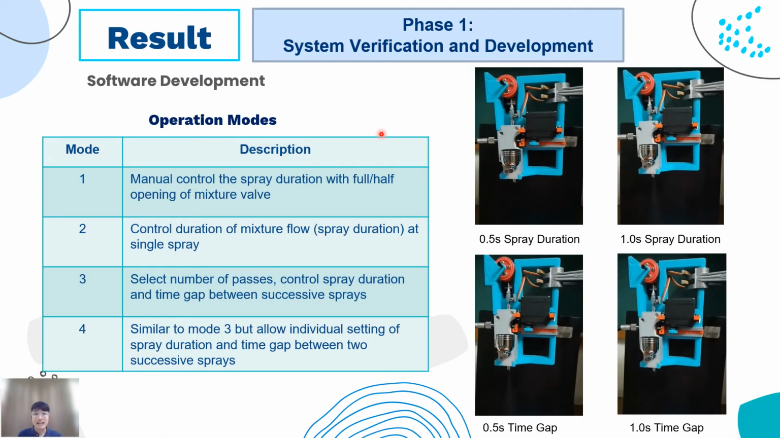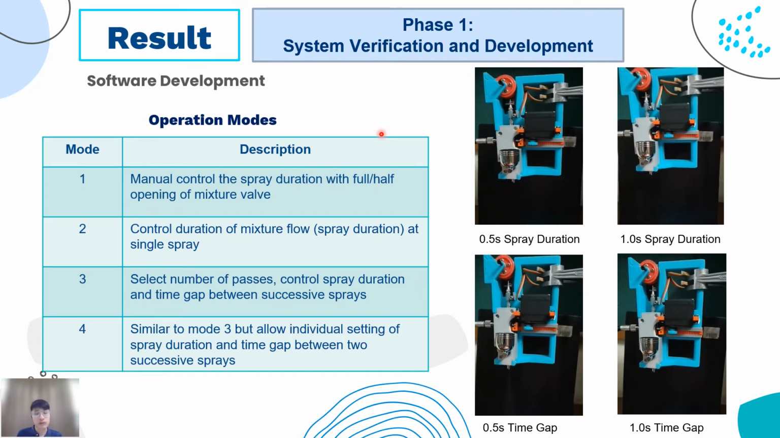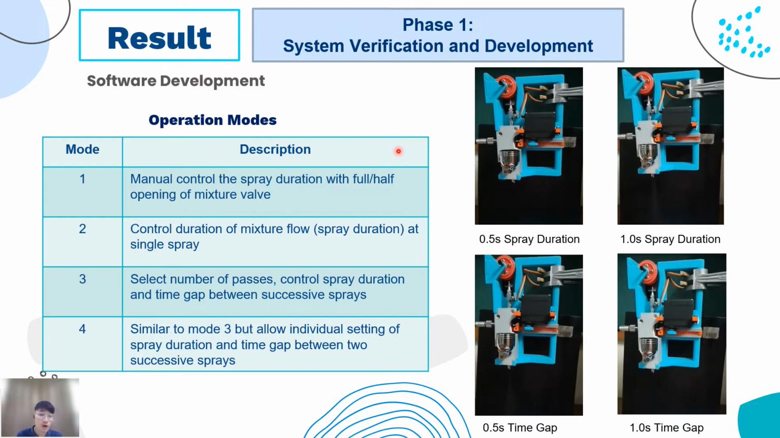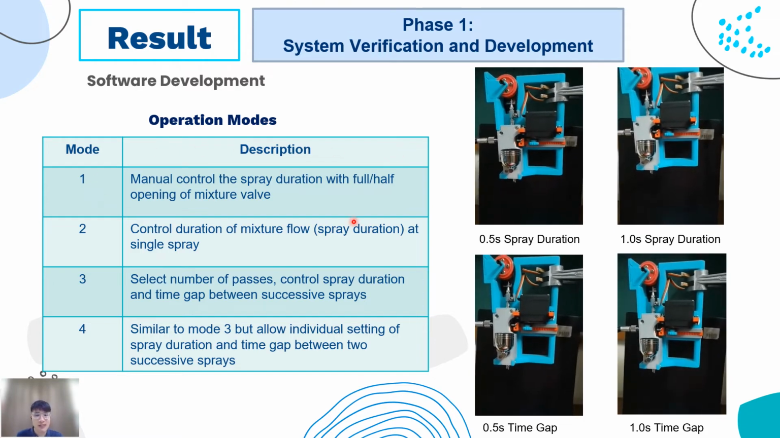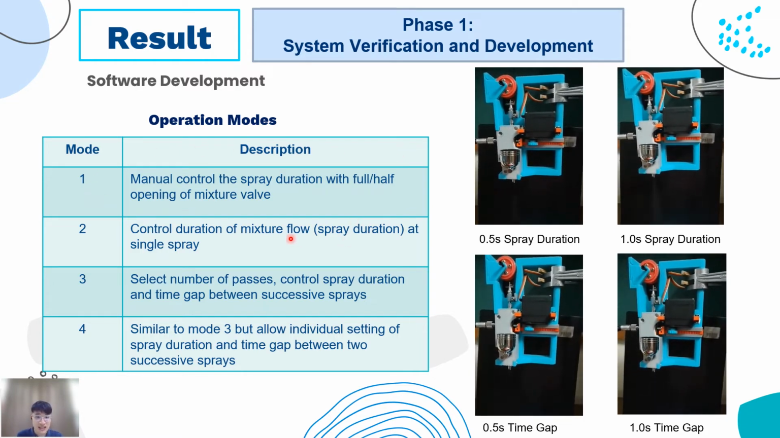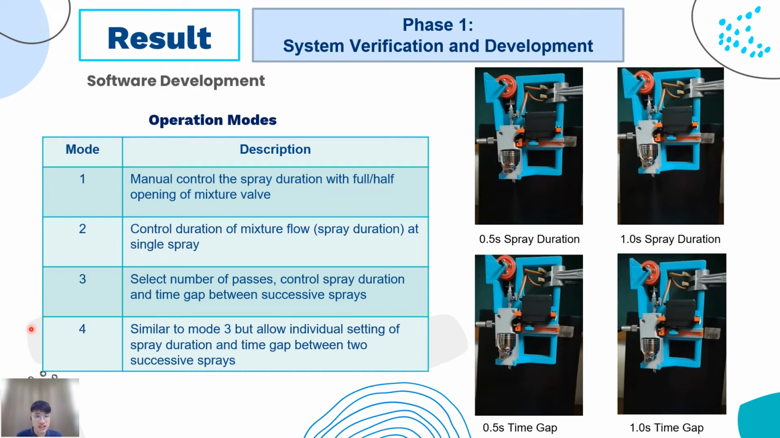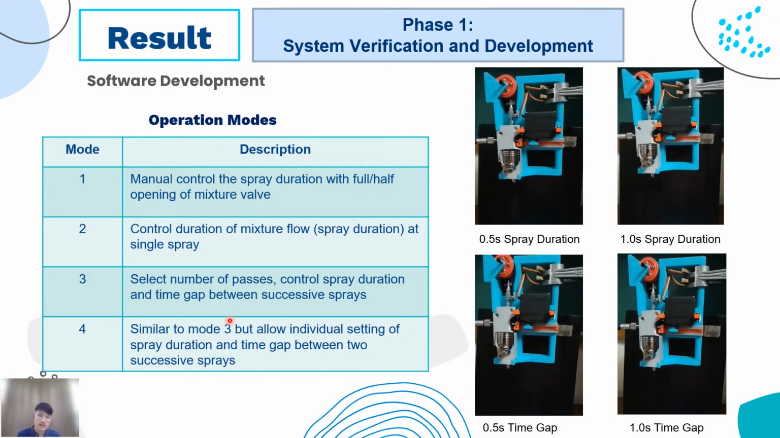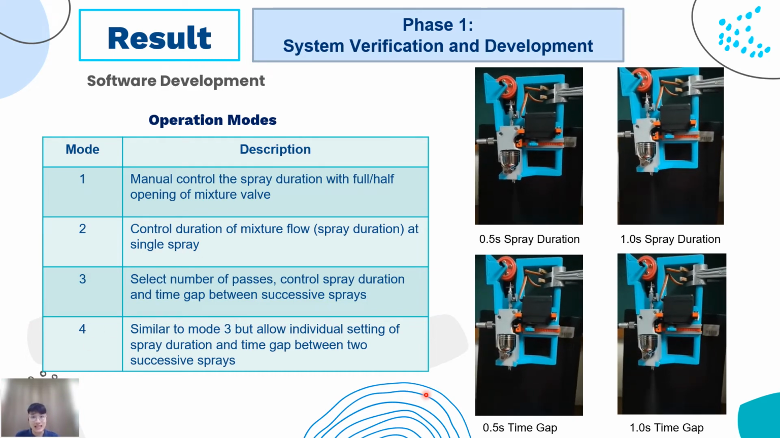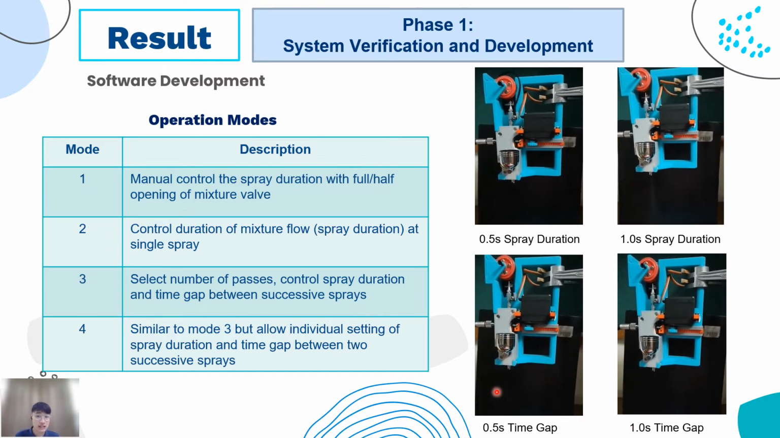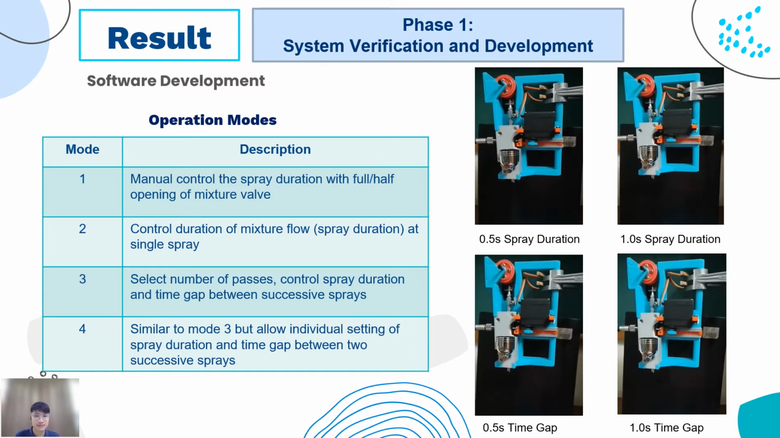So basically, this developed system is able to operate in 4 different modes. Mode 1 enables the user to conduct spraying manually with either half or full opening of the mixture control valve. The duration of mixture flow for either a single spray or a few sprays or passes can be controlled in mode 2 and mode 3 respectively. And mode 4 is similar to mode 3, but it allows time delay setting between 2 successive sprays. The picture here just demonstrates how the airbrush handler operates under different modes.